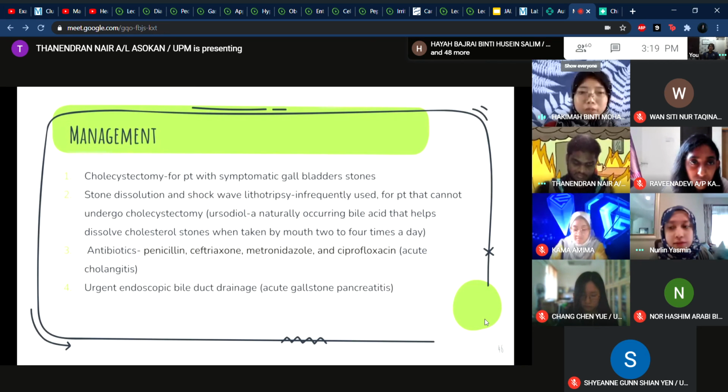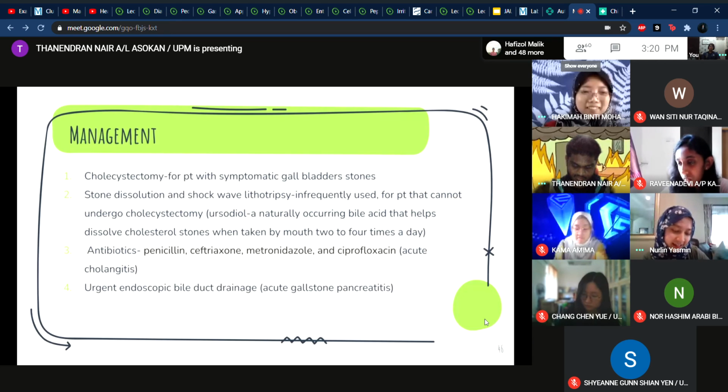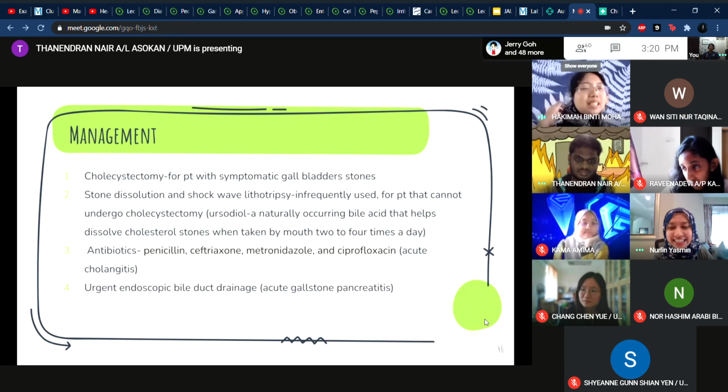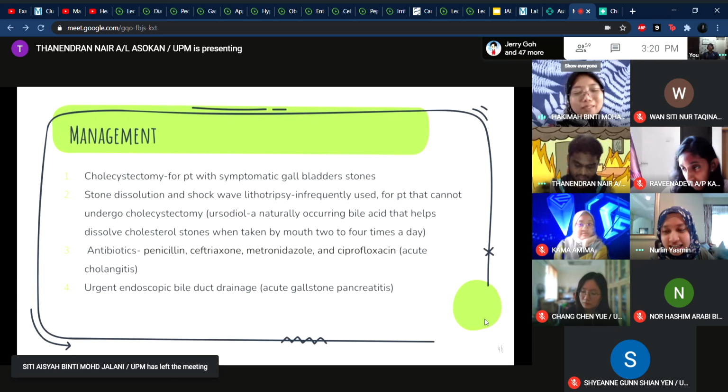We don't usually do the HIDA scan. We do the HIDA scan when the ultrasound is inconclusive, meaning if there's any acute inflammation of the gallbladder, then we do the HIDA scan. But really, we also go to CT scan straight away. Okay, doctor. Next. The HIDA just shows the function of the gallbladder, right? And it doesn't add on to the management.